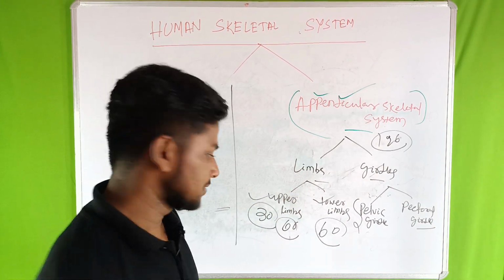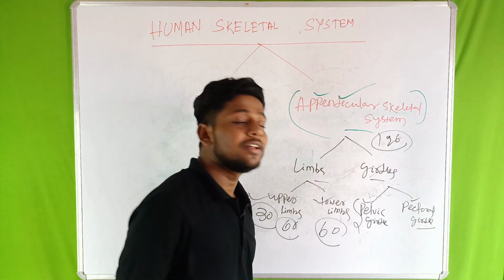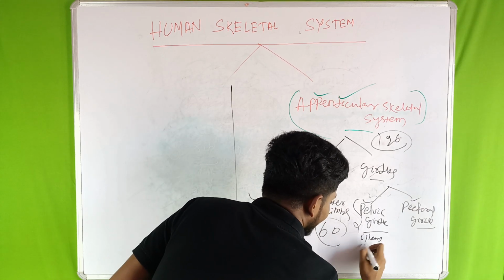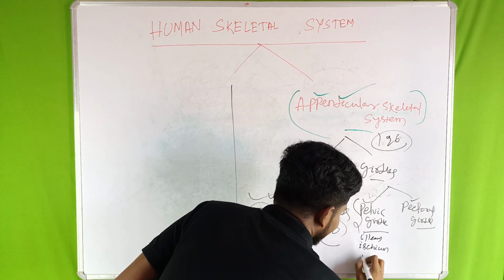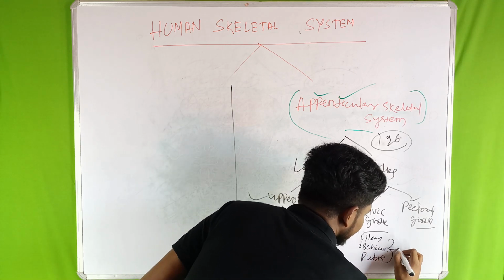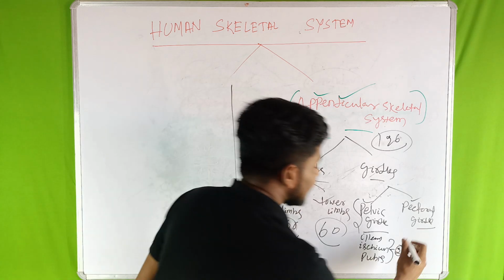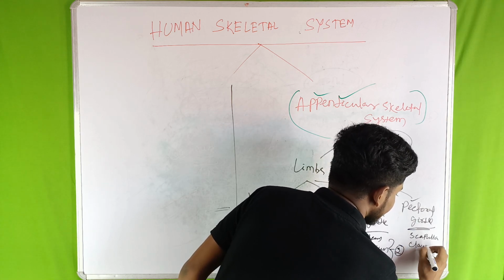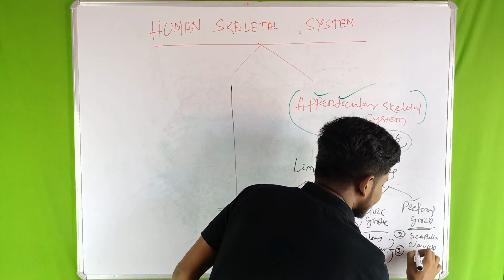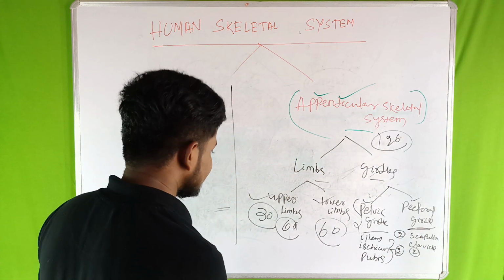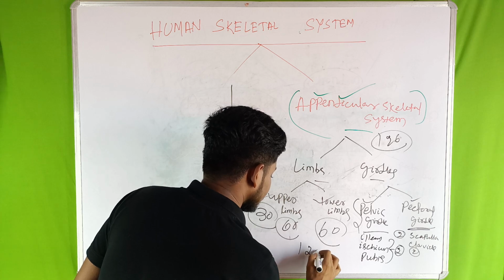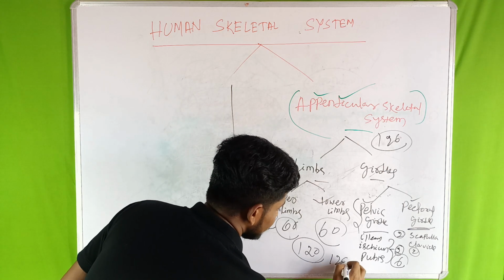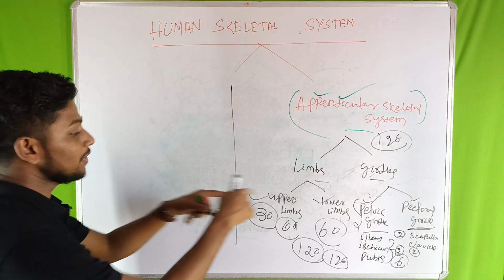Now come to the girdles. This is called the pelvic girdle, then this is called the pectoral girdle. Pelvic girdle contains ilium, ischium, and pubis. The 3 bones are joined to form 2 bones. Okay? Pectoral girdle contains scapula and clavicle. Scapula 2, clavicle 2. Okay? This is 120 and this is 6. Okay? Completed 126. Now I am going to elaborate on this.